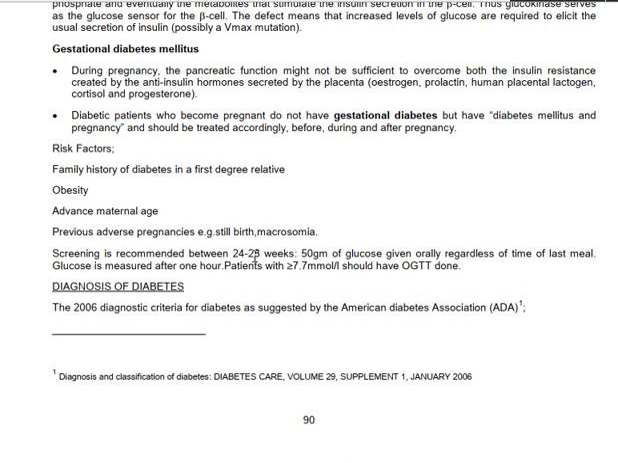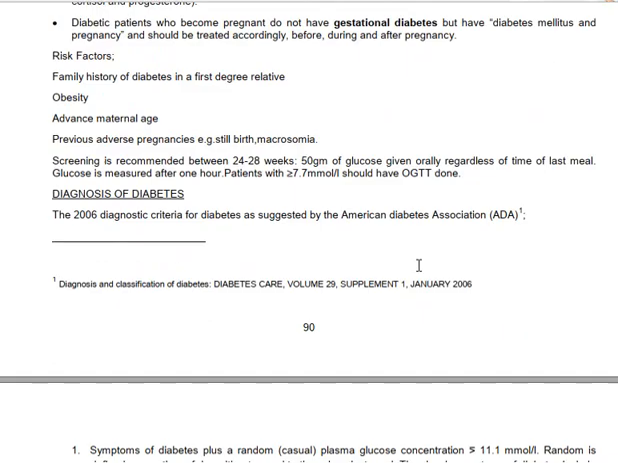Oral glucose challenge test: 50 grams of glucose is given regardless of the time that you have eaten a meal, and then you measure glucose 1 hour after. A patient with greater than 7.7 millimole per liter of glucose, or greater than 140 milligram per deciliter, is said to have a positive oral glucose challenge test. Is it clear? So what is the diagnosis of diabetes?